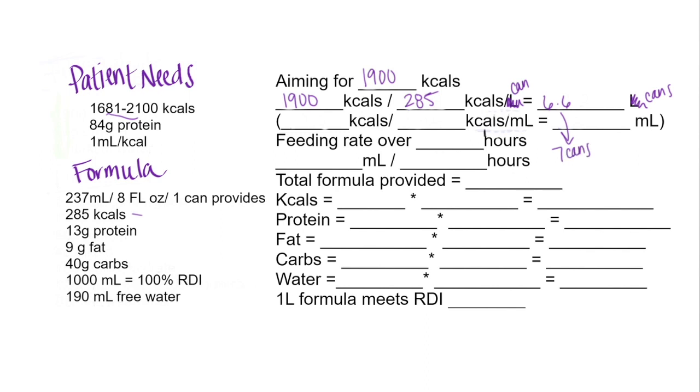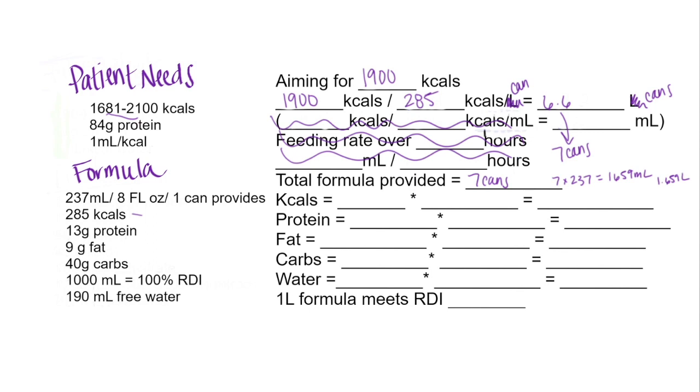So as this patient is on bolus and we've already figured out the cans that they need, we don't need to worry about these next 3 lines, worrying about feeding rate and number of hours we're feeding. We are just skipping forward to total formula provided. So we know that we're given 7 cans, so really in terms of total formula provided, we are giving 7 cans. But if you want to know information about mils, you can take that 7 and multiply it by 237, and that'll give you 1659 total mils, or 1.659 liters.